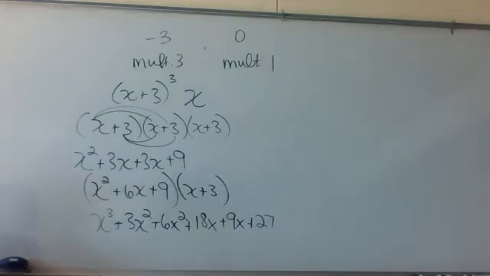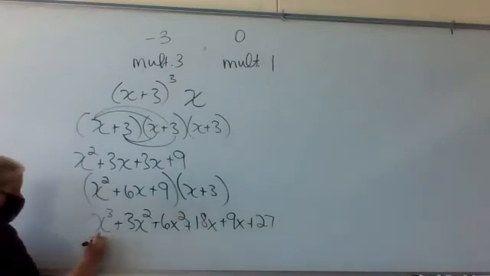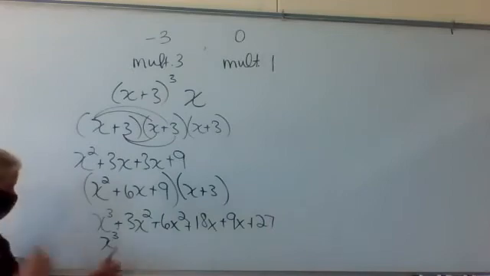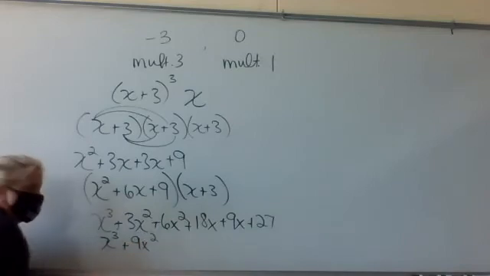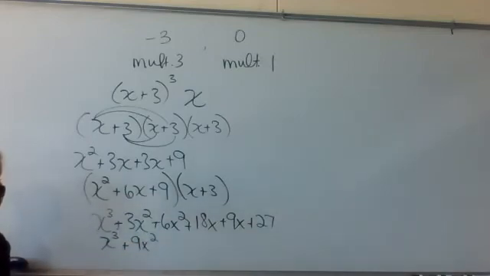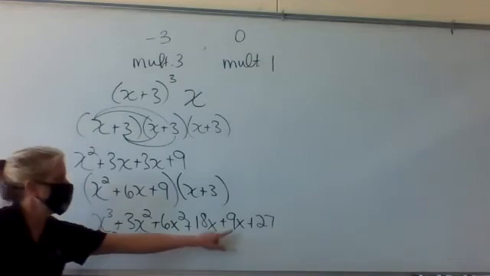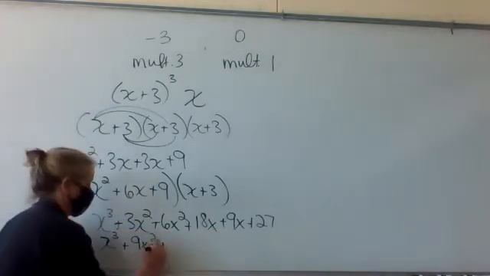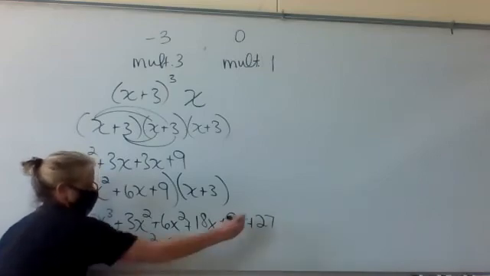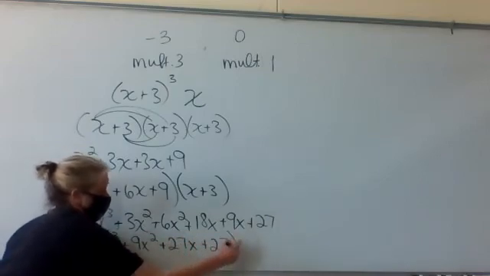Clean it up. Put your squareds together and your x's together. So I'll bring down my x to the third. Put my x squareds together. I've got 3 here and 6 there, so I actually have 9x squareds. Put your x's together. I've got 18 here and 9 here, so I actually have 27x. Bring down my plus 27.